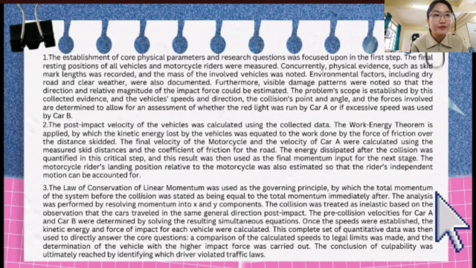Hello everyone, in this video I will explain the methodology used in this accident reconstruction analysis. First, we begin by establishing the key physical parameters and research question. We measure the final position of all vehicles and the motorcycle riders, record the skid mark lengths, vehicle masses, and note environmental conditions such as dry road and clear weather. Visible damage patterns were also analyzed to estimate the direction and strength of the impact force.